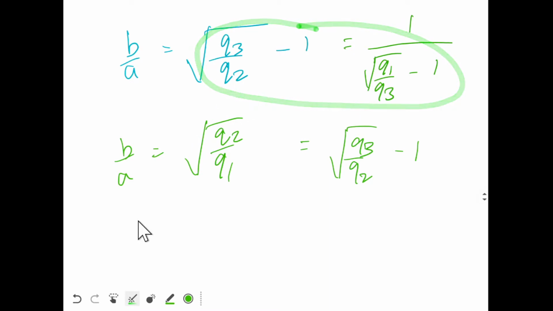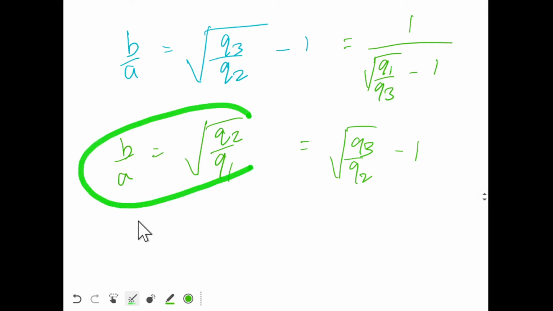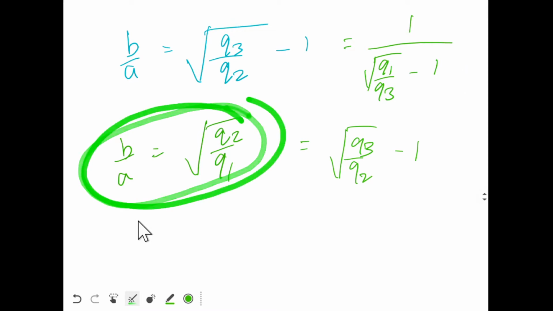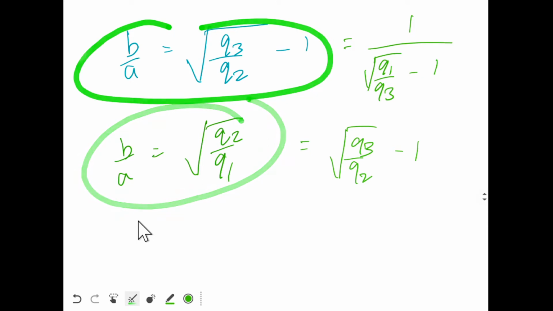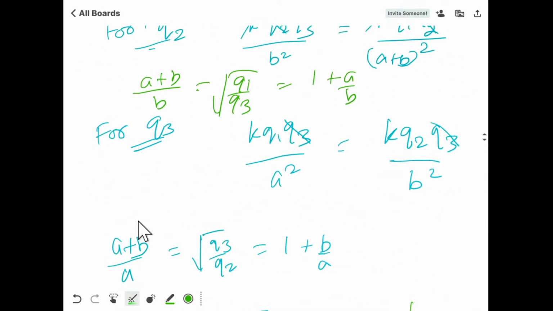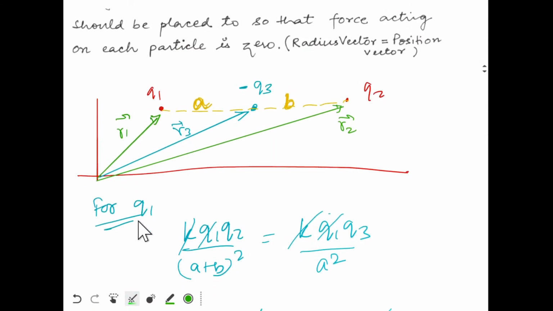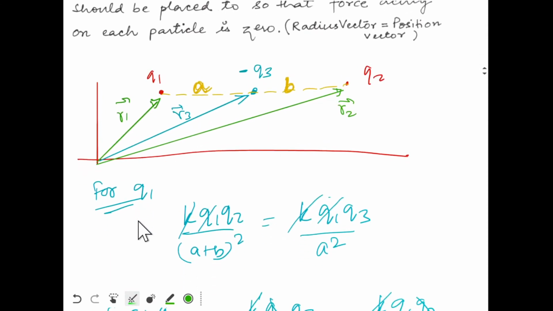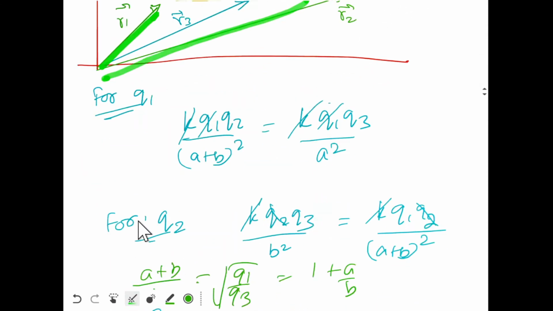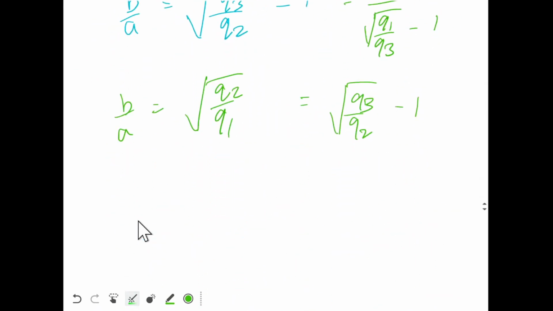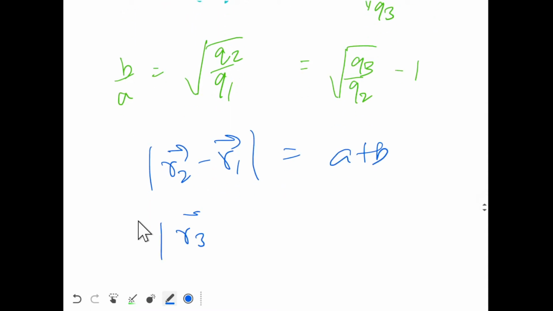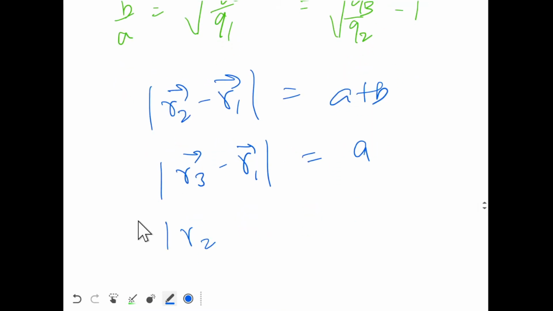Using these two equations, you can find the relation between a and b. Once you have found a and b, then it is very easy. Magnitude of r2 vector minus r1 vector is a plus b. Magnitude of r3 vector minus r1 vector will be a. Magnitude of r2 vector minus r3 vector will be b.